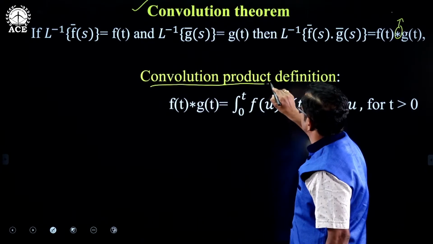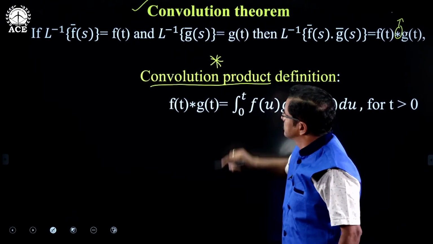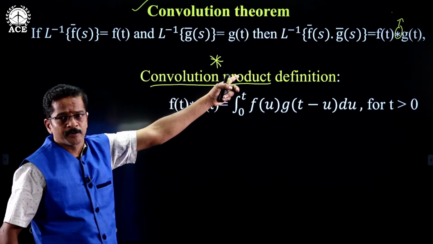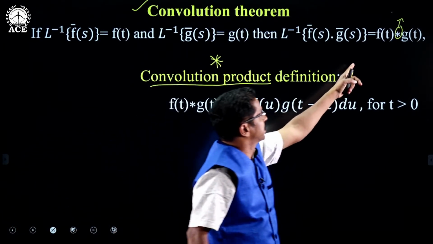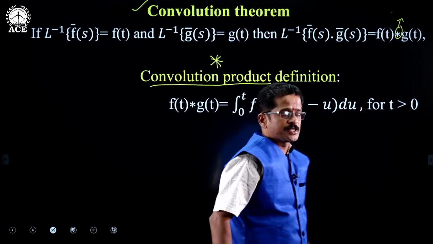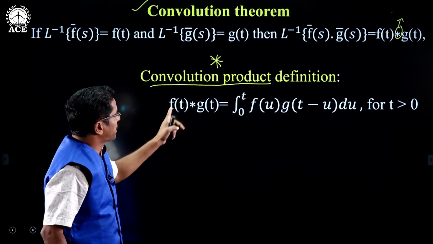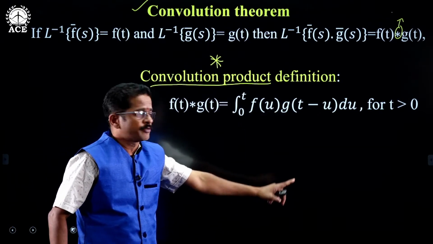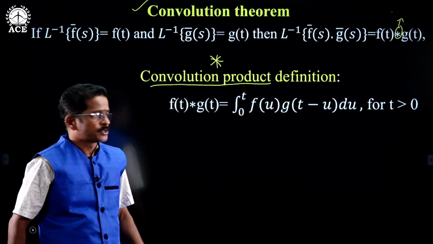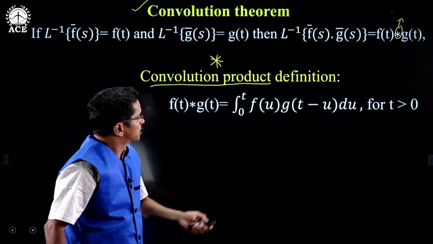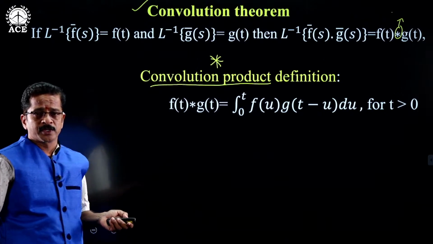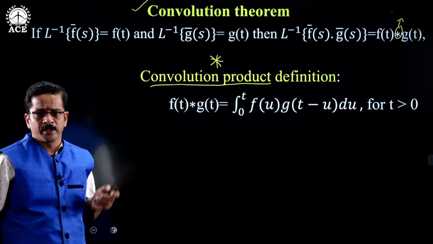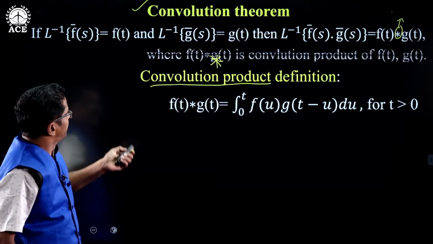Star represents the convolution product. So this means the convolution product of f of t and g of t, where the convolution product of f of t and g of t is defined by the integral from 0 to t of f of u into g of t minus u du. So this is the definition. Using this, we are going to solve the problems. Under the convolution theorem, there is definitely one sum on the university examination. So let us see one problem here.